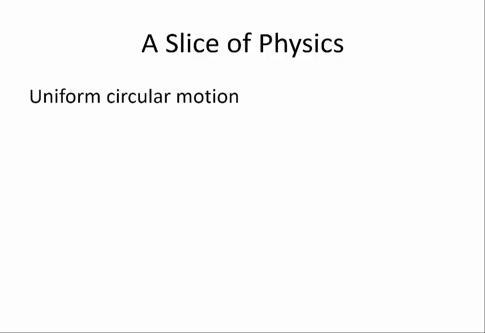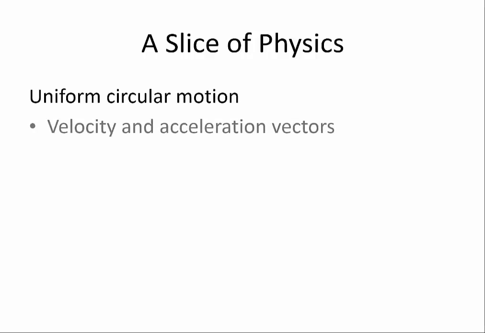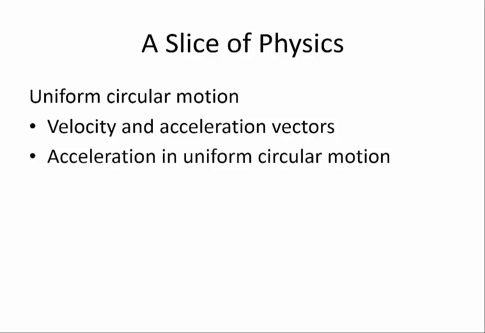In this session, we're going to look at uniform circular motion. That means going in a circle at a constant speed. We're going to first take a step back and look at velocity and acceleration vectors and see how they are related to each other. And then we will apply what we learned with that to uniform circular motion to figure out what is the acceleration involved in uniform circular motion.